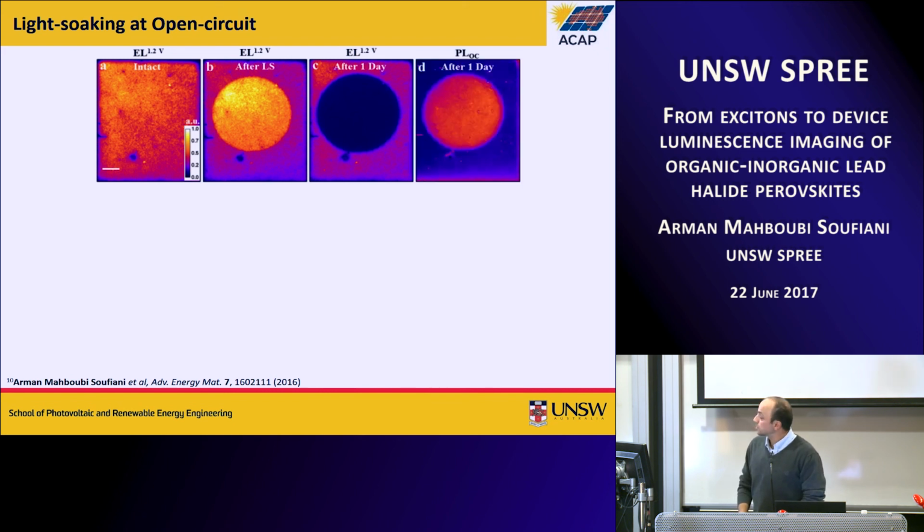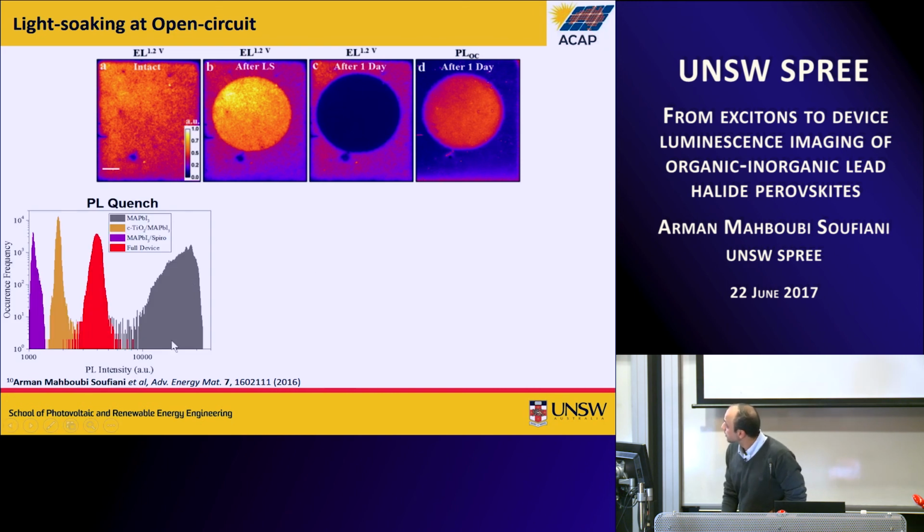Then I performed PL at open circuit condition on the device again after 1 day. I realized that the region which was illuminated has a higher PL intensity compared to the surrounding which was masked, right? Okay, so I argue that there is electrical decoupling happening between perovskite and titanium after prolonged illumination over time. So there is a detachment happening. Your series resistance increases, your EL intensity drops, and also your PL intensity increases.